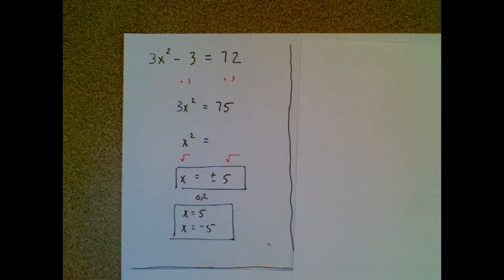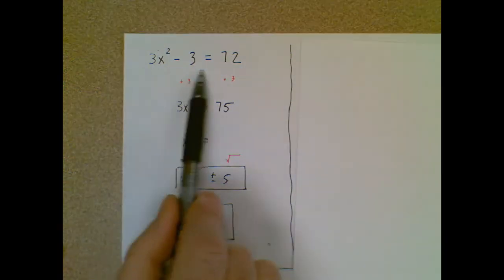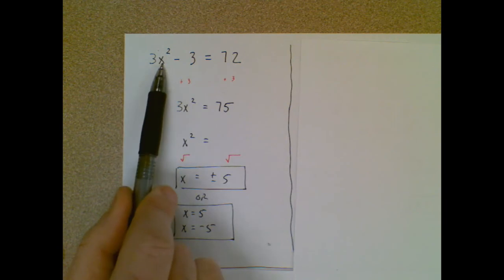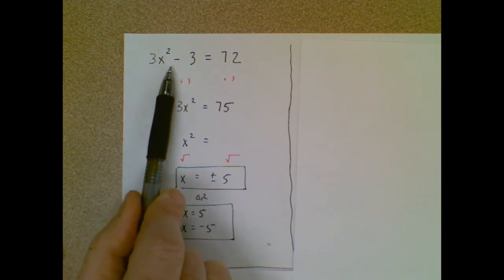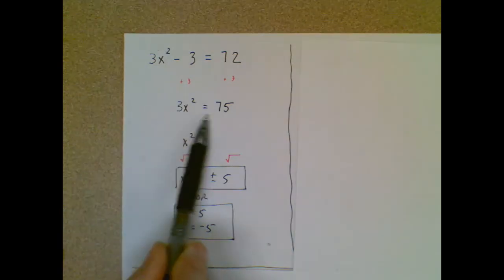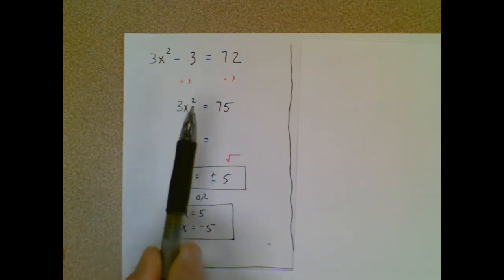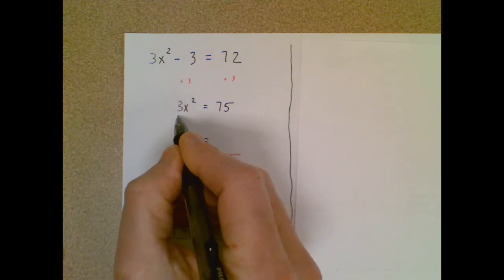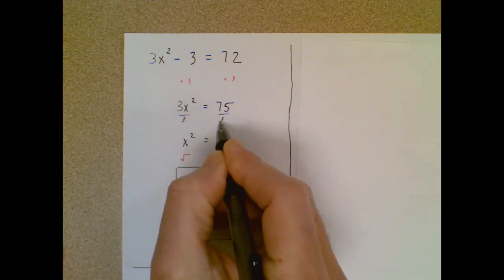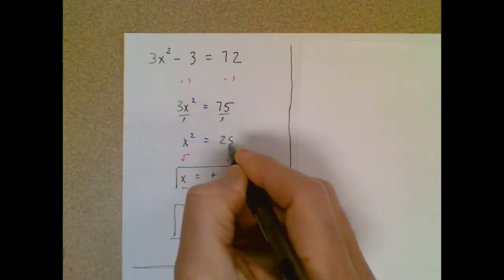Okay, 3 more at a rapid pace. Here's the original equation. My goal is to get the x squared by itself, so I get rid of the minus 3 by adding 3. Then I have to get rid of this 3, which is attached by multiplication. So I end up dividing each side by 3, and I get x squared equals 25.